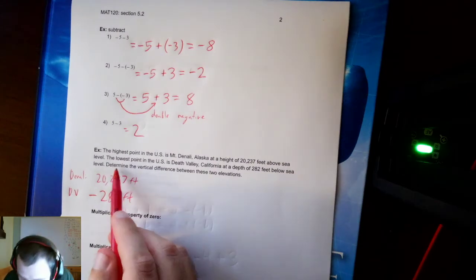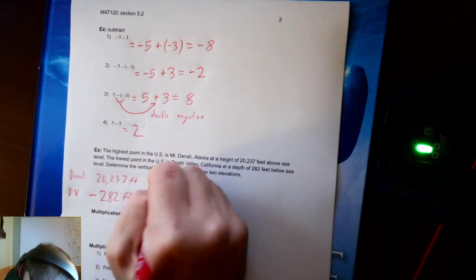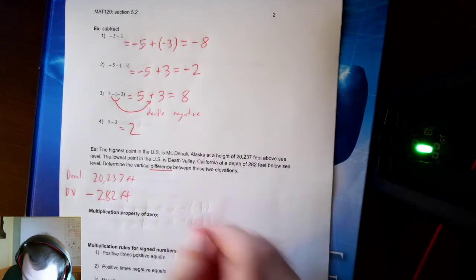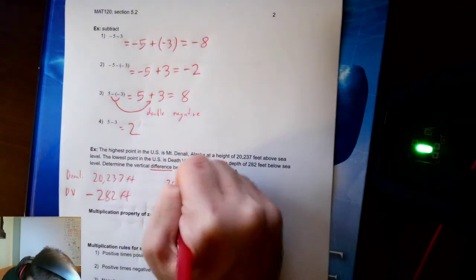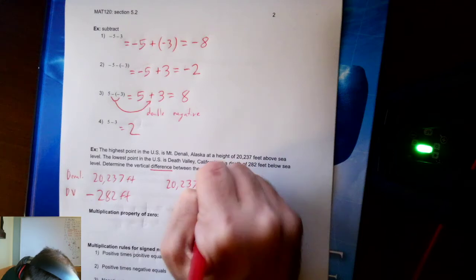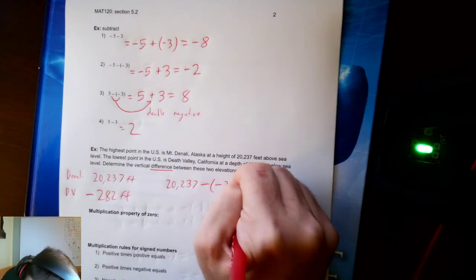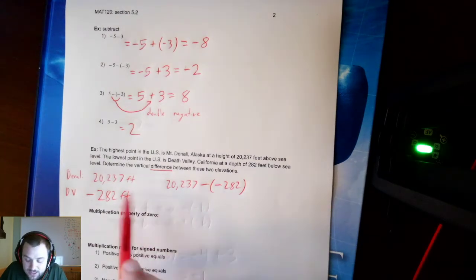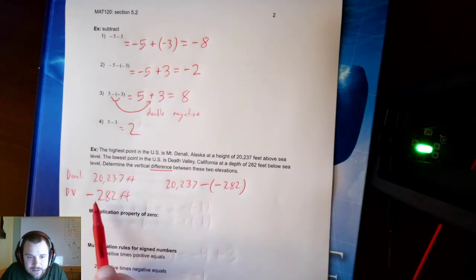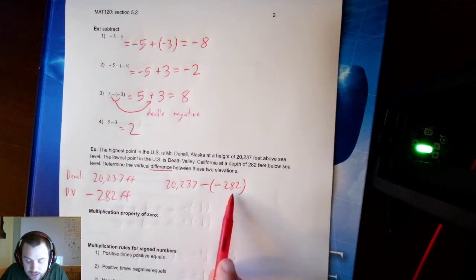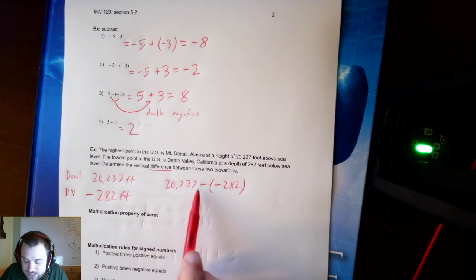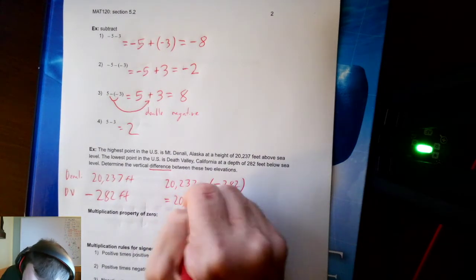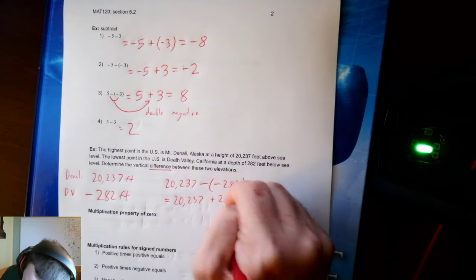Then it says, determine the vertical difference. So I'm going to be subtracting. Difference means to subtract between the two elevations. So I'll take the height of Denali and subtract the depth of Death Valley. Notice I have a double negative. The Death Valley number was already negative itself. I need to make sure I know that. And I need to make sure that the difference tells me to subtract. So, double negative, using the definition, will become a plus.